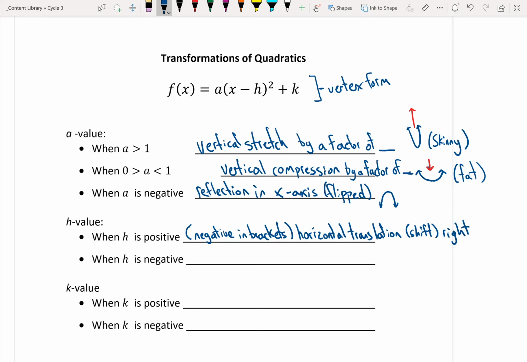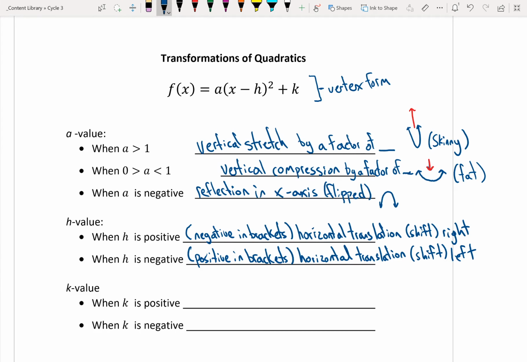When h is negative, or positive in the brackets, because if we're subtracting a negative, it actually shows up as a positive. So positive in brackets, it's again a horizontal translation or shift to the left.